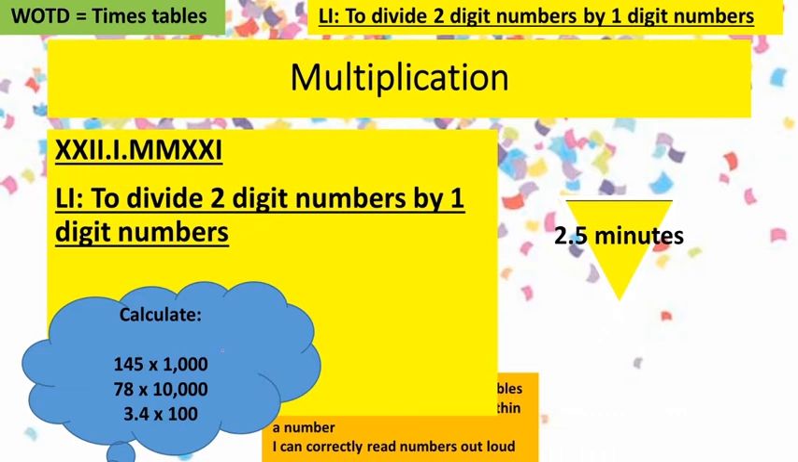Okay, so our warm-up questions are here. So you have to do 145 times 1,000, 78 times 10,000, and 3.4 times 100. With the last one, I definitely recommend using the place value columns, because I know some of you like to cheat and add a 0 on the end. But if you're doing that with decimals, it will not give you the correct answer. So make sure that you use your place value columns and think how many places they move over if you're timesing it by 100. So pause the video and have a go at those.